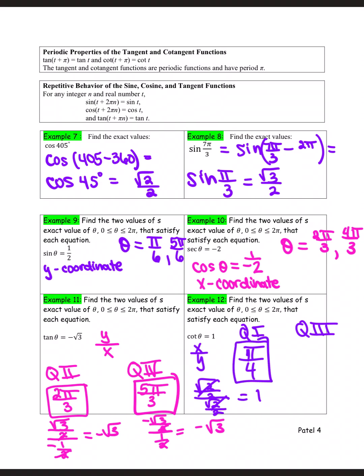And the other solution is 5 pi over 4, because when I do negative square root of 2 over 2 divided by negative square root of 2 over 2, that also gives me positive 1.